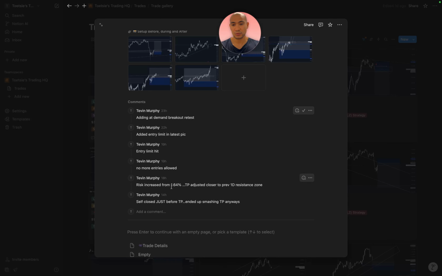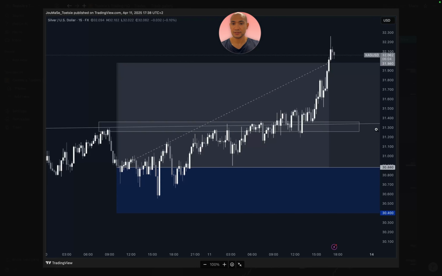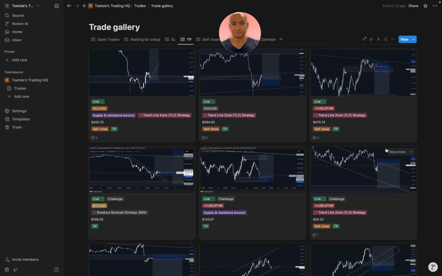Risk increased from 1.6 to 3.4, TP adjusted, closer to the previous 1-day resistance, okay? And then self-closed just before TP, ended up smashing TP anyways, okay? So let's have a look. This was the trade that eventually played out. I closed at around about there, something like that. I think it was 3189 or something. So just a little bit below. But we took profits, and that's all that matters, okay?